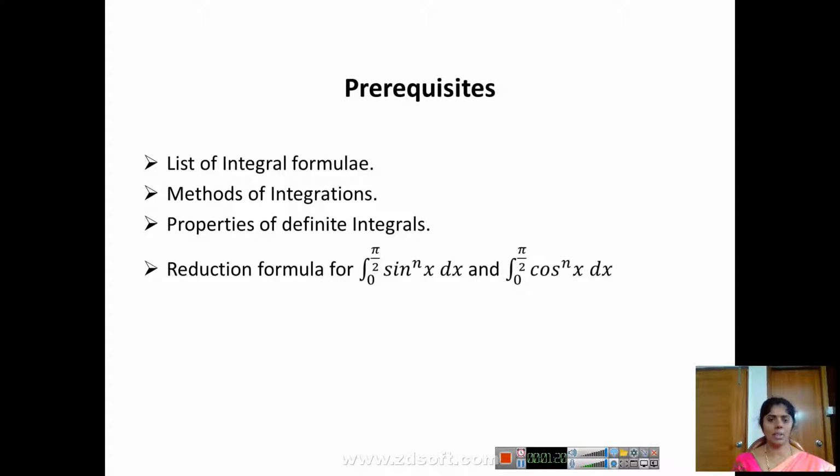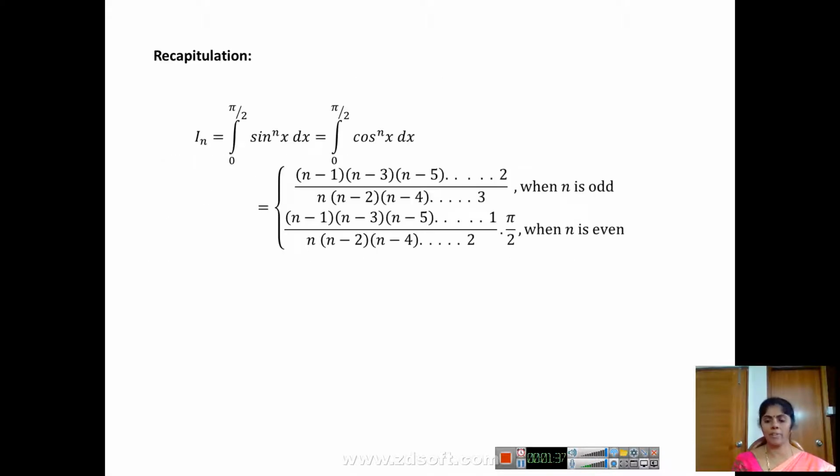Prerequisites are list of integral formulae, methods of integrations, properties of definite integrals, and reduction formula for integral 0 to pi by 2 sine to the power n of x dx and integral 0 to pi by 2 cos to the power n of x dx.